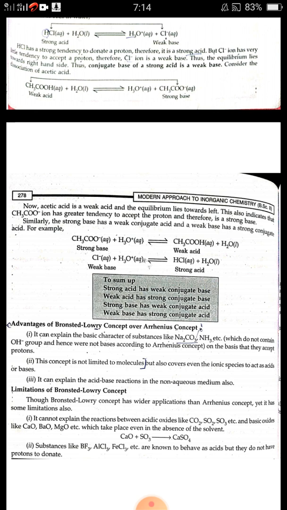Then what are the limitations of the Bronsted-Lowry concept? First, it cannot explain the reactions between acidic oxides like carbon dioxide, sulfur trioxide, etc., and basic oxides like calcium oxide, barium oxide, magnesium oxide, which take place even in the absence of solvent. Second, substances like BF3, AlCl3, FeCl3, etc., are known to behave as acids, but they do not have protons to donate. So this also cannot be explained by the Bronsted-Lowry concept.